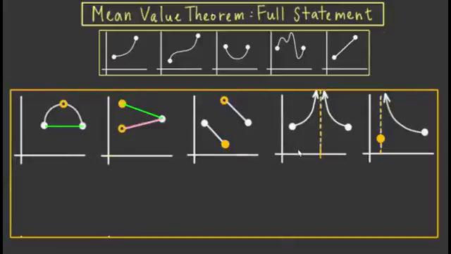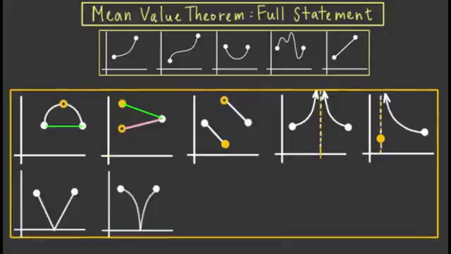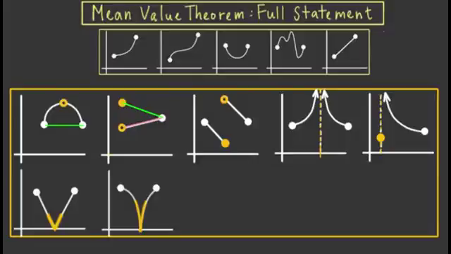Let's look at the bottom row now. Each of these two graphs is continuous but has a point within the interval where the derivative does not exist. In the first, there is a corner, and in the second, there is a cusp. You can check that the reason there is no tangent parallel to the secant is because of the point where the function is not differentiable.